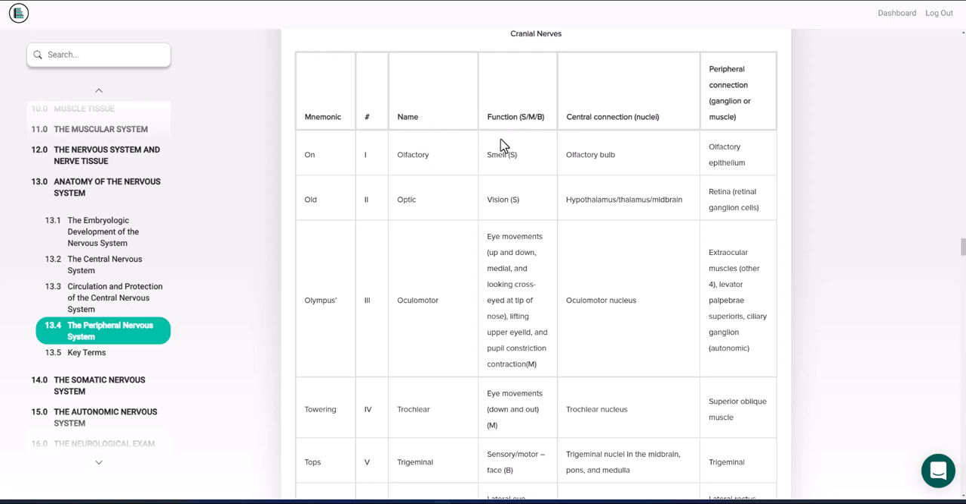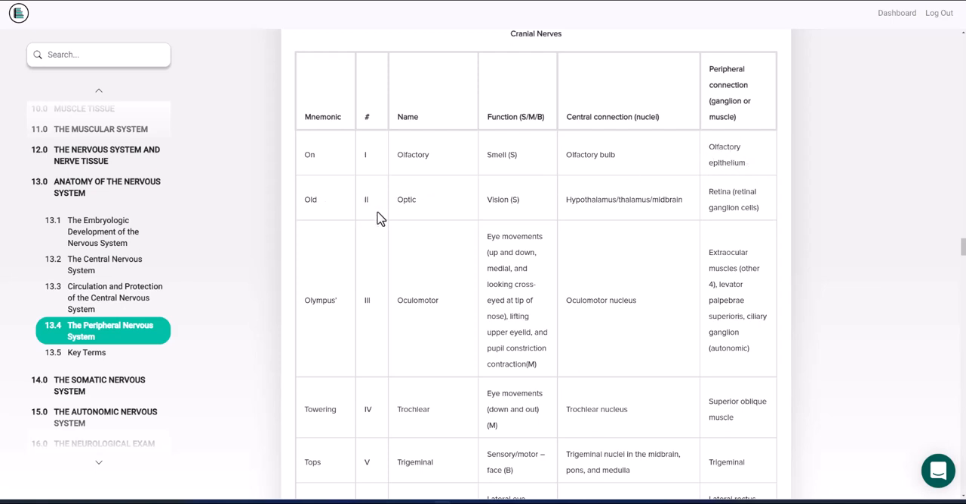What does it do? It is giving you your sense of smell. The S here tells you that it's a sensory only nerve. That's all this nerve does. It smells, doesn't move anything, and has no motor function. And finally, where do we find it, right? We find it in the olfactory epithelium, basically up in your nose.